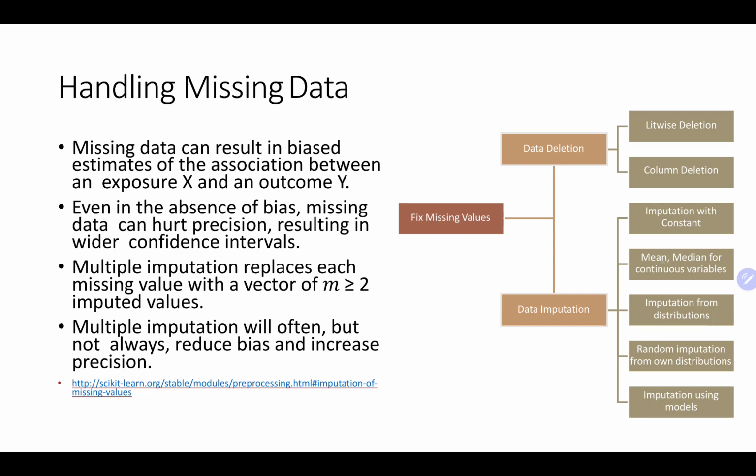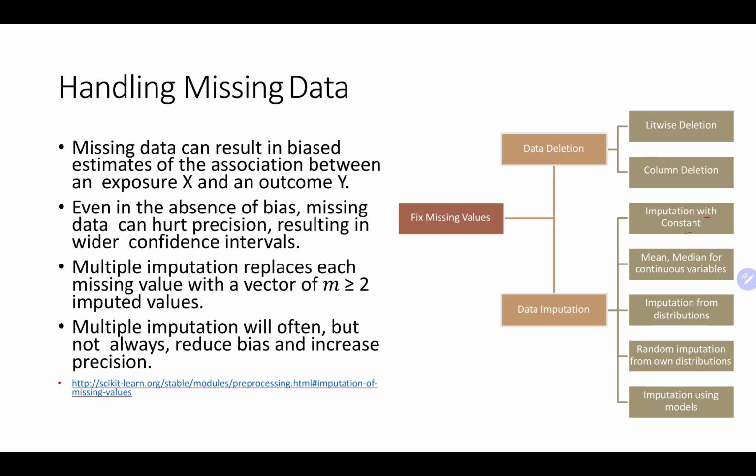Using the mean or median values for continuous values, imputation with just a constant value, imputing from distributions, imputing using models. This is the more complex one. Here you're making use of other models to estimate the missing value. It's kind of like a pseudo classification or regression model you use before you do the real machine learning model. You use those to estimate the missing values, and then you have a full data set and then use that to train your final model.